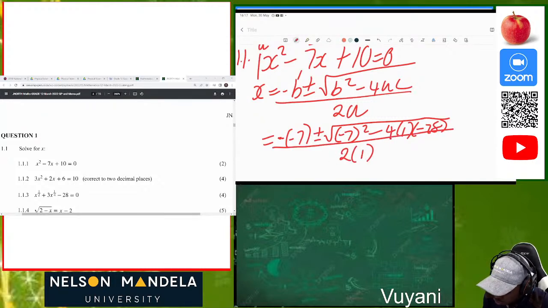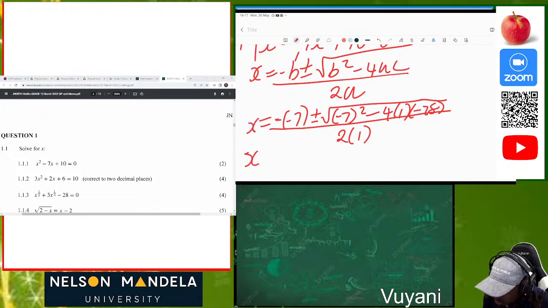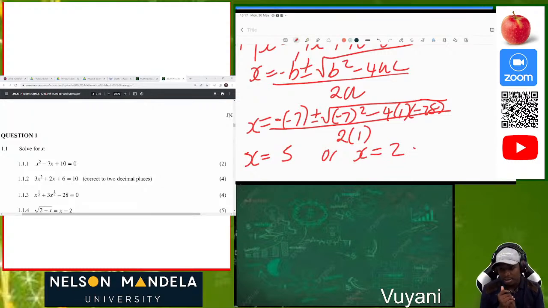Great. Then after that, you use your calculator. Let's use our calculator. So when we use our calculator, we'll get x is equal to 5 or x is equal to 2. Then we have our marks. So if finding factors is hard for you, use the quadratic formula. It's always there. You don't have to memorize it. It's on the formula sheet which you'll be given when you're writing the exam.